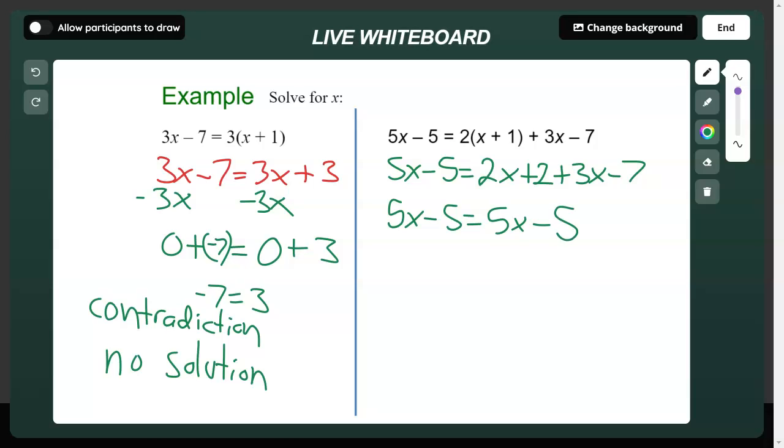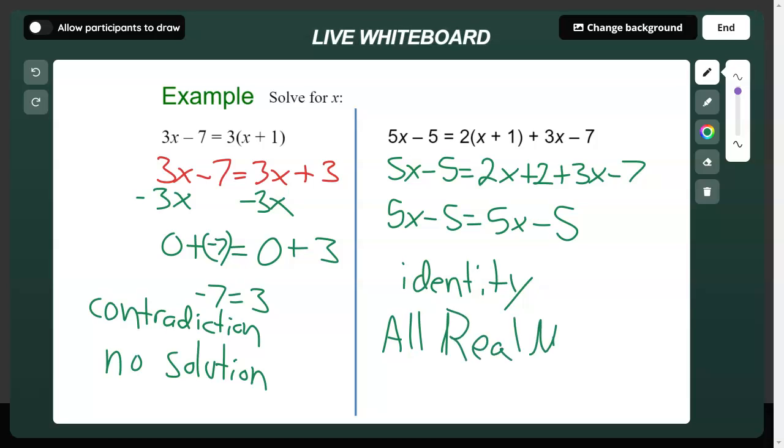Distribute, combine like terms. 5x minus 5x equals 5x minus 5x. No duh, they're the same thing. Of course they're going to equal each other. So this is instead going to be an identity. Which means I could plug in any number for x, and it will always be true. So the solution is all real numbers. Because I can plug in anything for x, and it's going to be true. Okay, all real numbers.